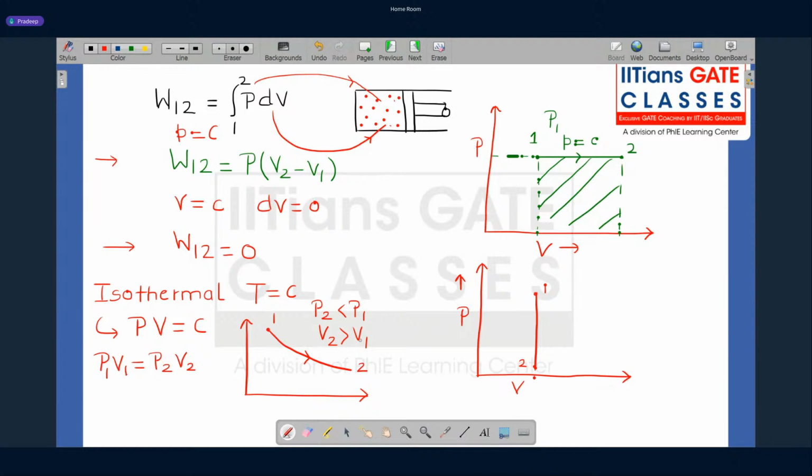If you use the same relation for an isothermal process, you can calculate the work transfer. The work transfer will come out to be P1 V1 ln(V2/V1). Now we will draw a general chart and probably you will understand for different processes.